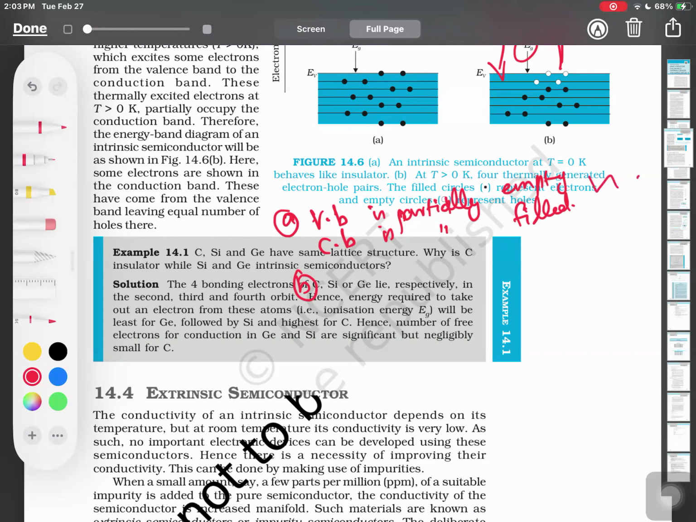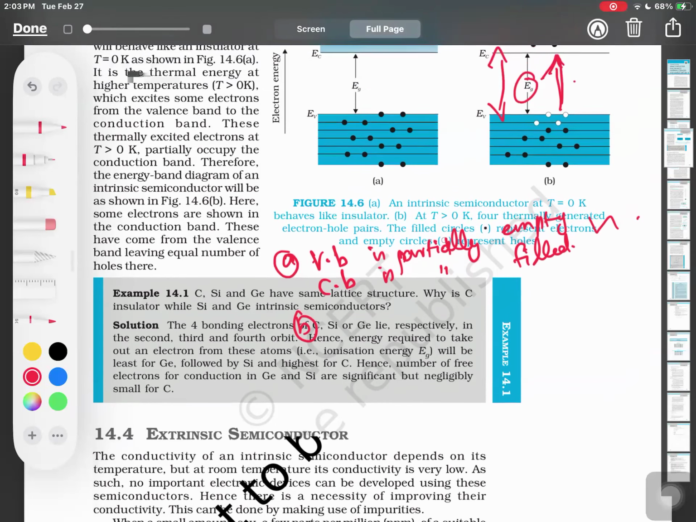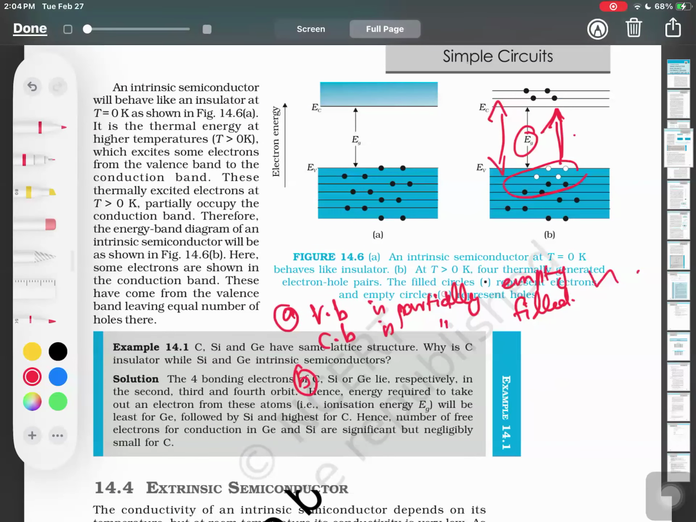When the semiconductors are at room temperature, the valence band of the semiconductor is partially empty. That means the electrons move up from the valence band to the conduction band. So the valence band is partially empty and the conduction band is partially filled. So that is the correct one. That is the way you'll be asked.